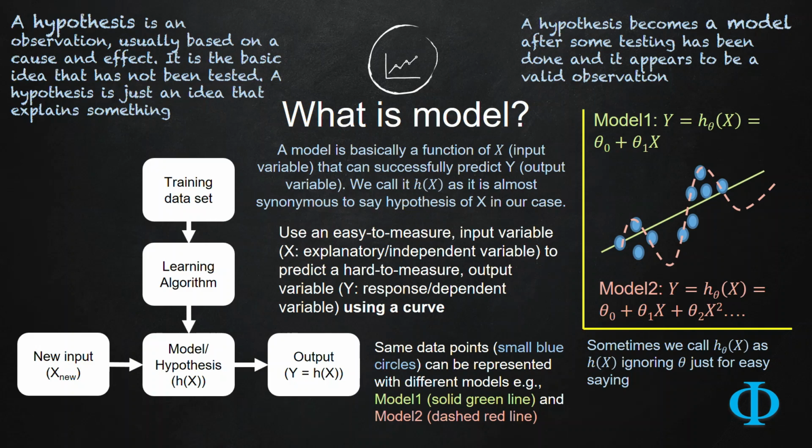Before understanding the model, let us understand what a hypothesis is. A hypothesis is basically an observation, usually based on a cause and an effect. It is the basic or fundamental idea that has not been tested. So, as the name suggests, a hypothesis is just an idea that explains something but is not yet tested.